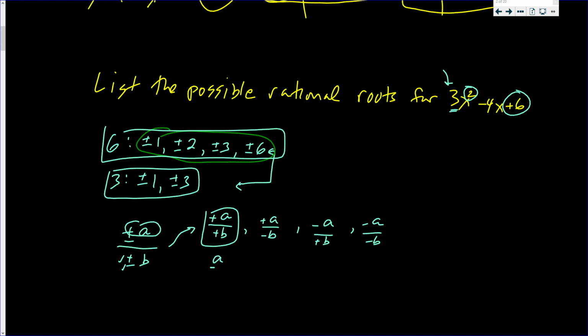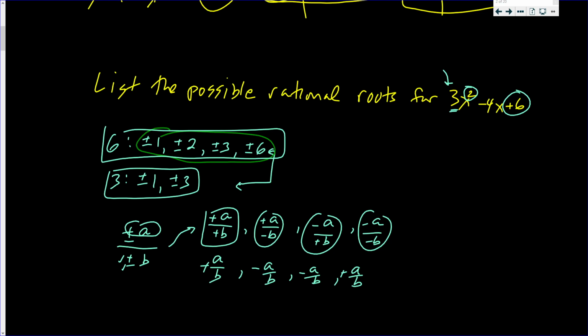That will just be a over b, because positive over positive is positive. This one, well, positive over negative is negative a over b. Negative over positive is negative, that's negative a over b. And negative over negative is positive, positive a over b, or just a over b.